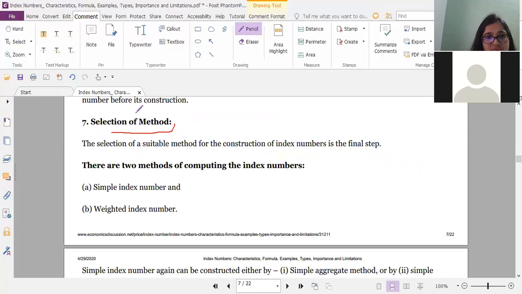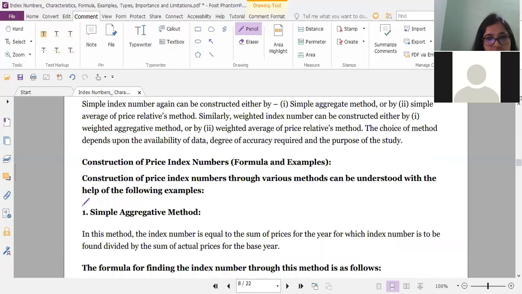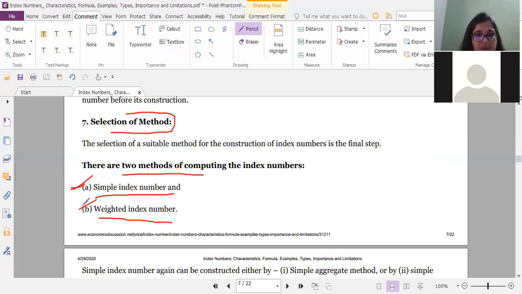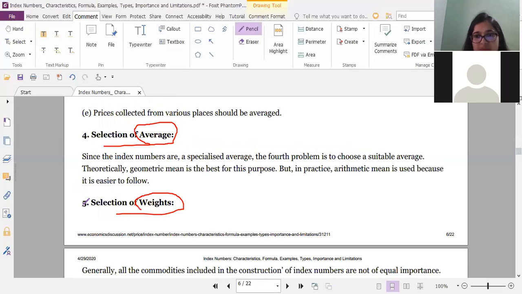Then the selection of method. Which method are we taking into consideration? So the methods I've told you, simple and weighted index number, two types of methods of computing index number. So we have two methods. Which one are we going to take into consideration? That also matters. Yeah, that's it. So overall, we have 7 steps. We'll look at each one of them in depth.